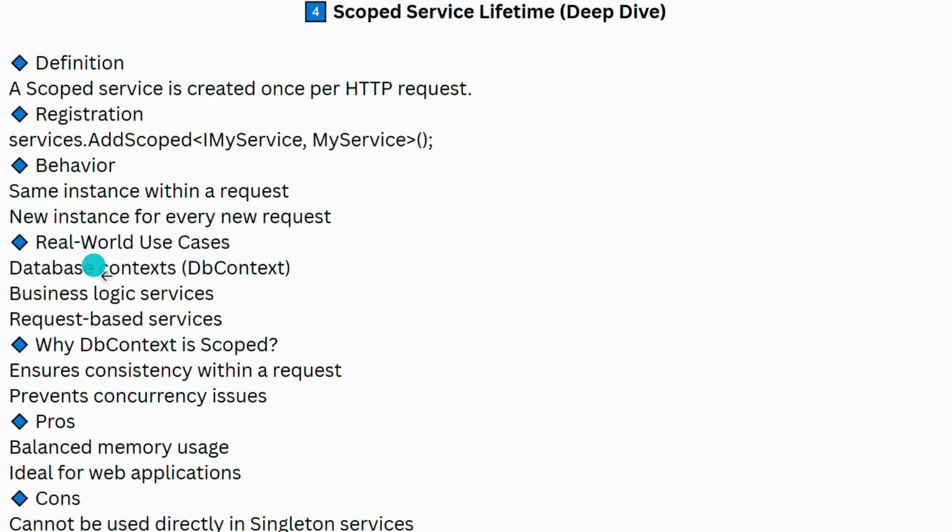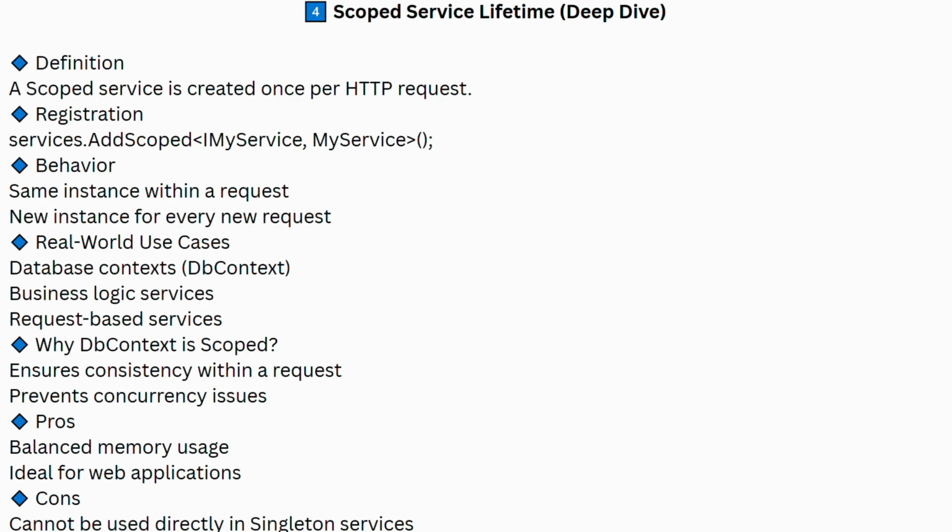Where do we use scoped service? DB context. So you have heard about the DB context in Entity Framework. DB context is used to execute SQL operations. So why is DB context used as a scoped service? Because it creates consistency.